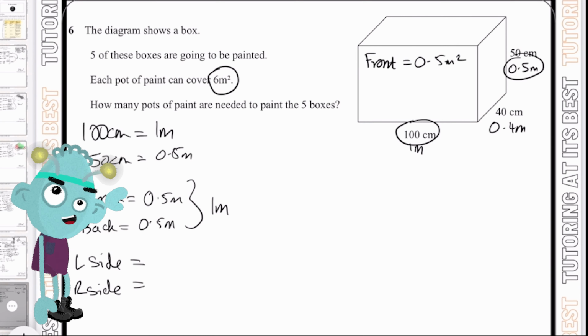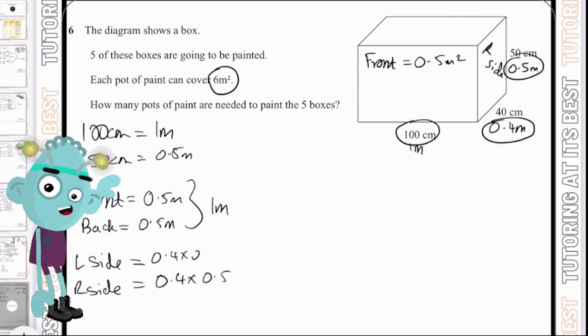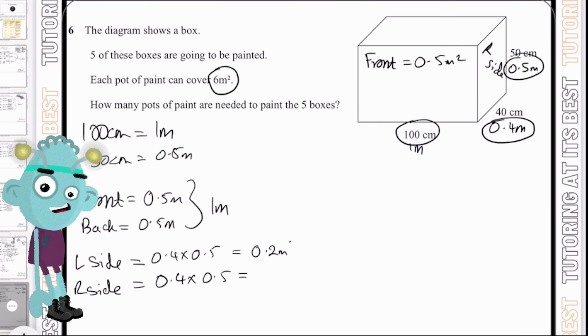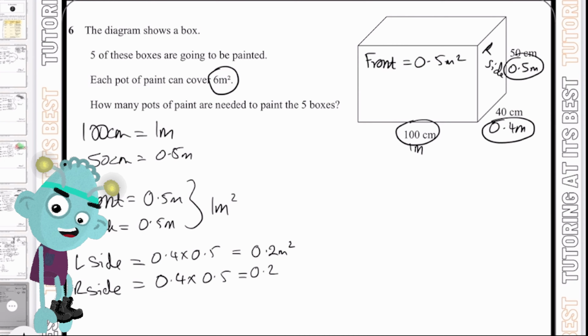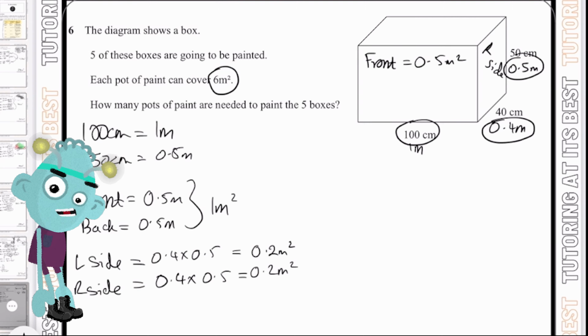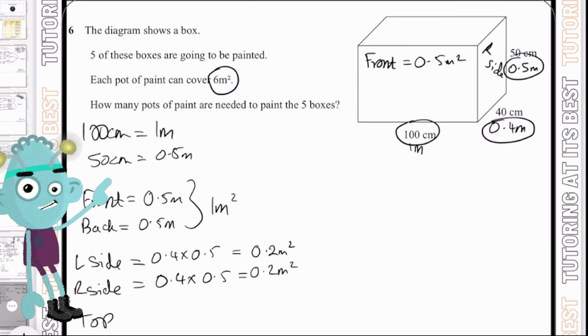And this is just a way for you to separate each one. Now for the left-hand side and the right-hand side, so let's go for our side here. We know it's going to be 0.4 by 0.5, and the left side is going to be very much the same. And so we know that's going to be 0.2 meters squared and 0.2 meters squared. So now that's our left and right done. But then we have our top and our bottom.